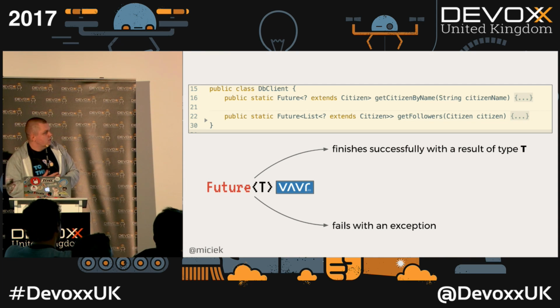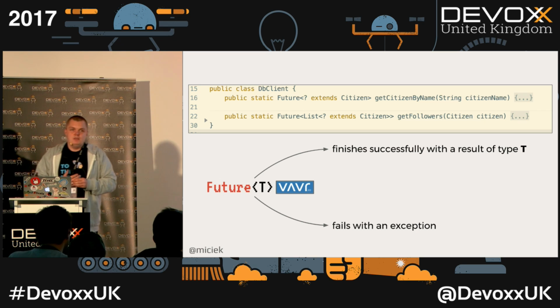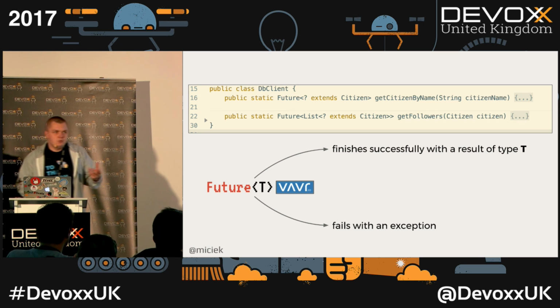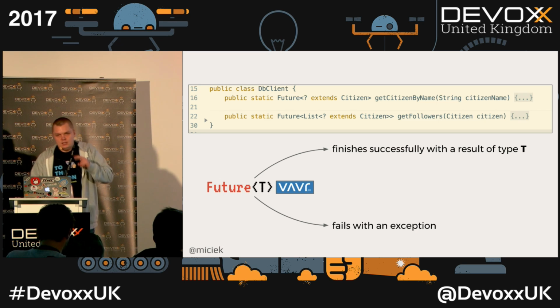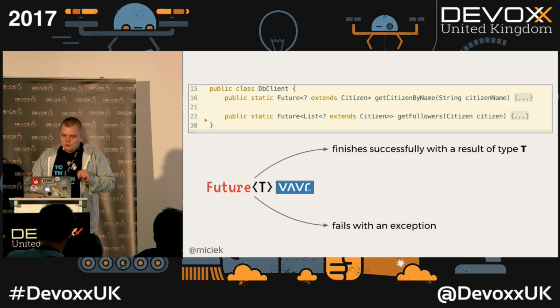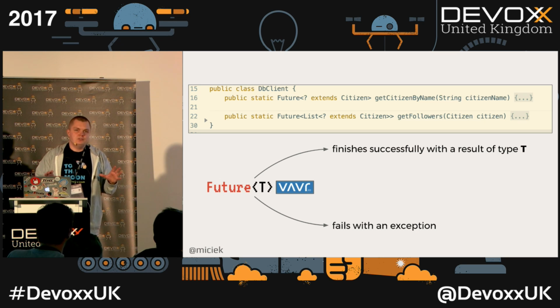And those are futures from Waiver. Future models something that may be available in the future. Maybe, because the computation that will return something in the future may also fail. That's why the future has two cases. So what can we do with such a type? This is the foundation for asynchronous programming. What can we do with such a type?